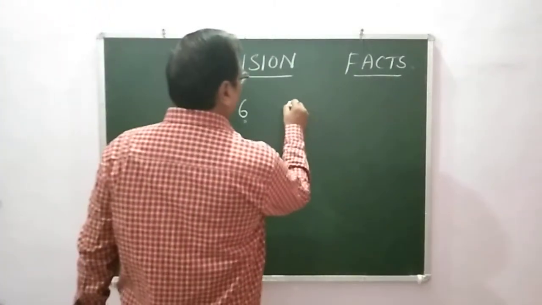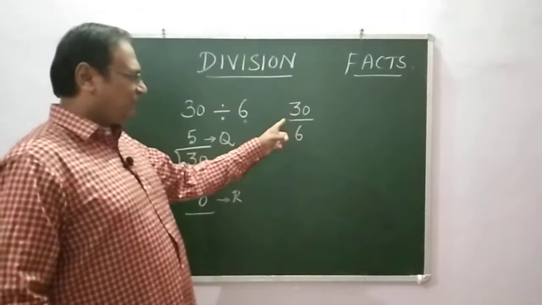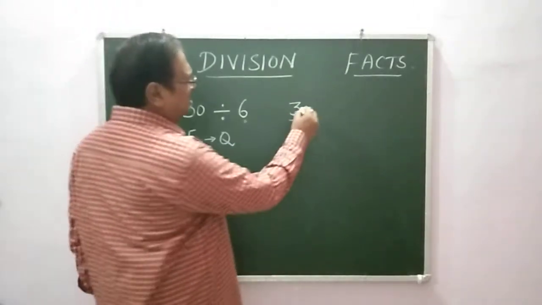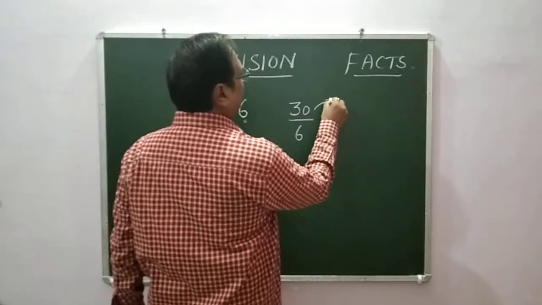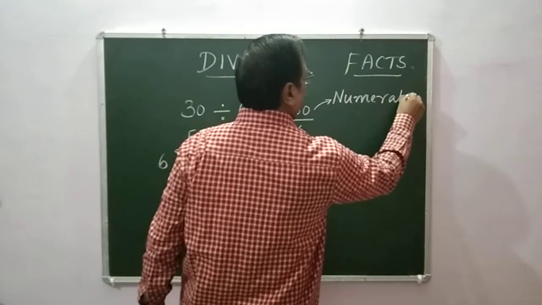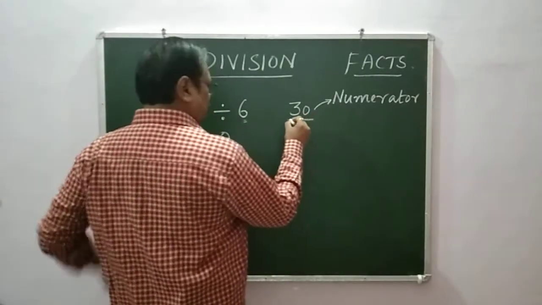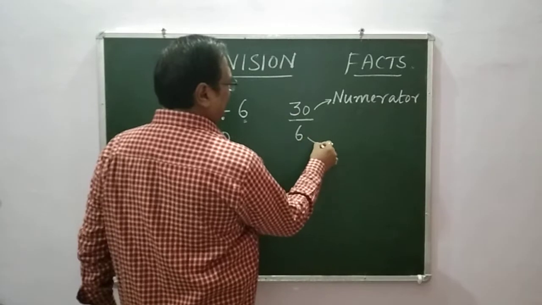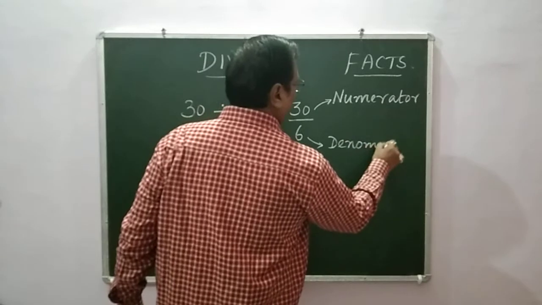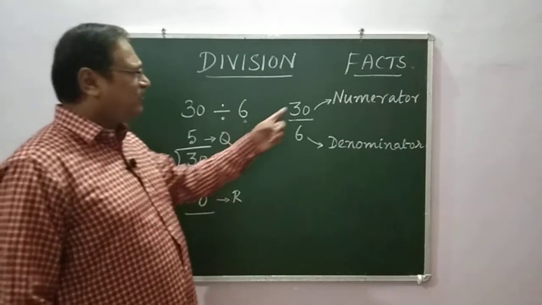I can do the same in another way. 30 divided by 6: write 30, put a dash, and right below it 6. Now what is the number up there? The 30 is called the numerator. And the number below this line, the 6, is called the denominator. Yes, these are two big words.